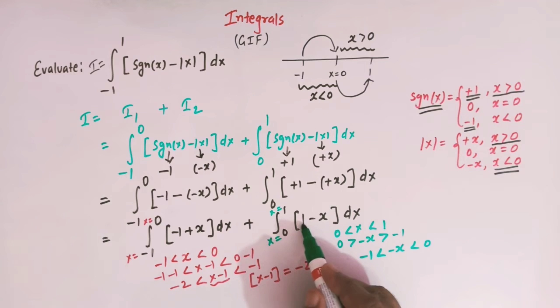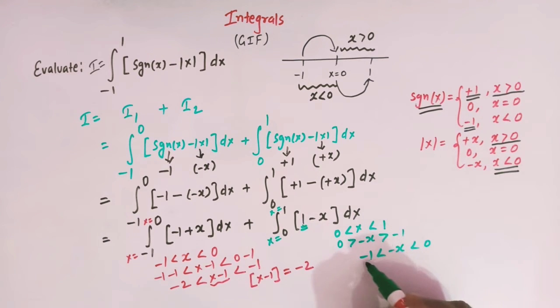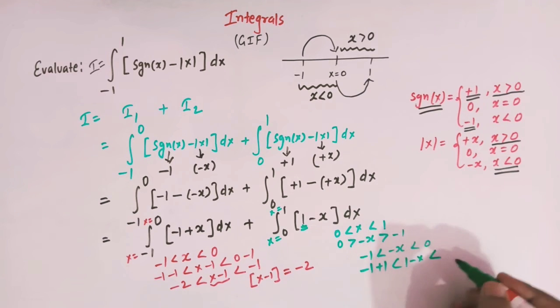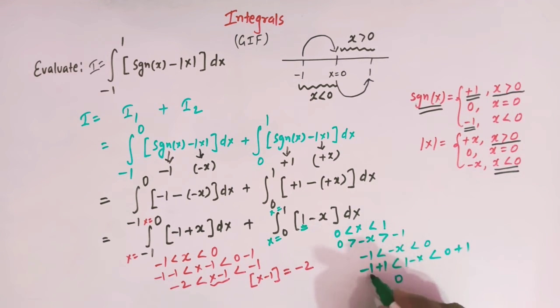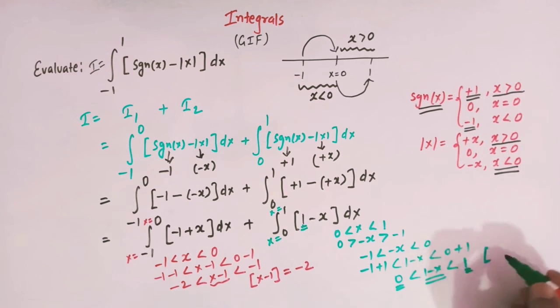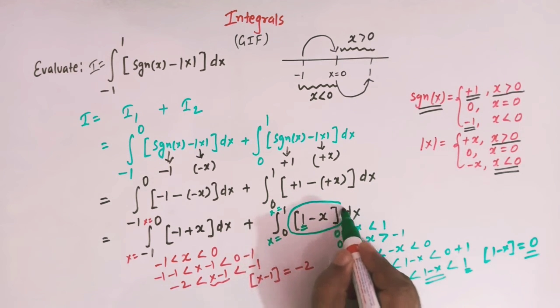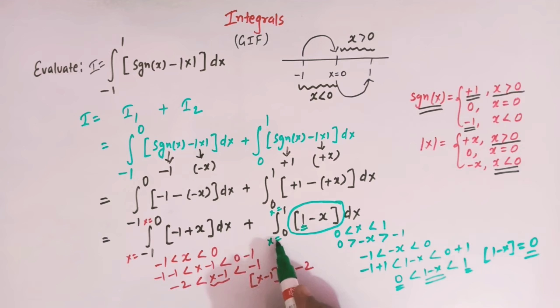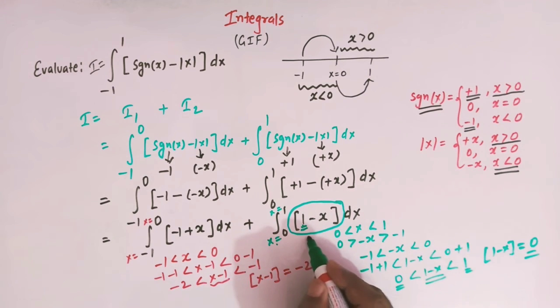Now see, here we have the number 1. So we'll add 1 throughout this inequality. So what we'll get, -1 plus 1, here we have 1 minus x, and here we have 0 plus 1. So we have 0, then 1 minus x, and here we have 1, right? So we see that 1 minus x lies between 0 and 1. Therefore the greatest integer of 1 minus x should be equal to 0, right? So the value of greatest integer of 1 minus x when x lies between 0 and 1 is 0.